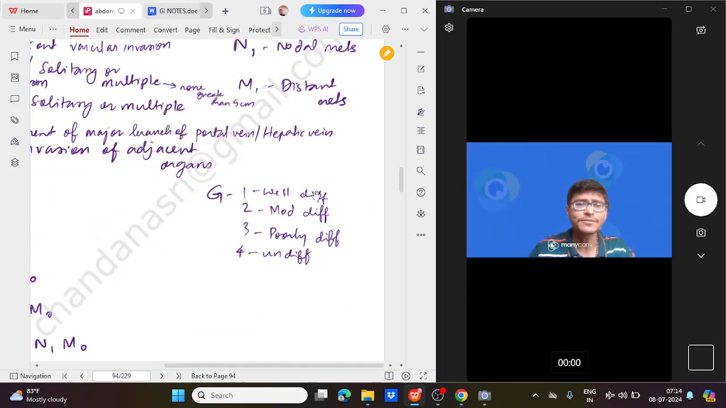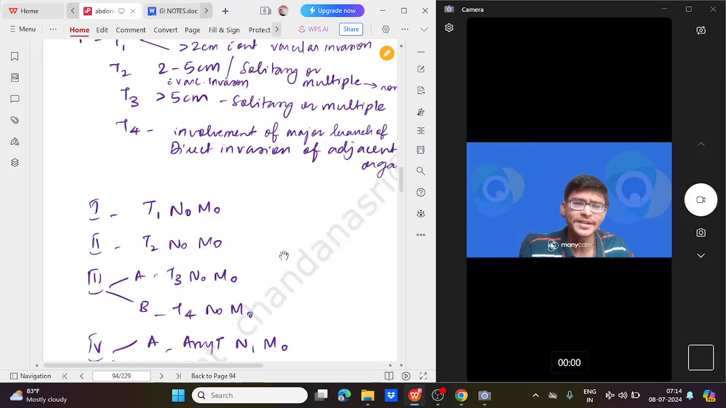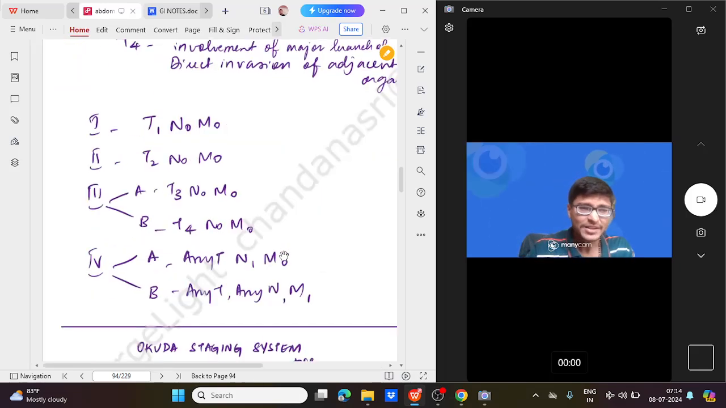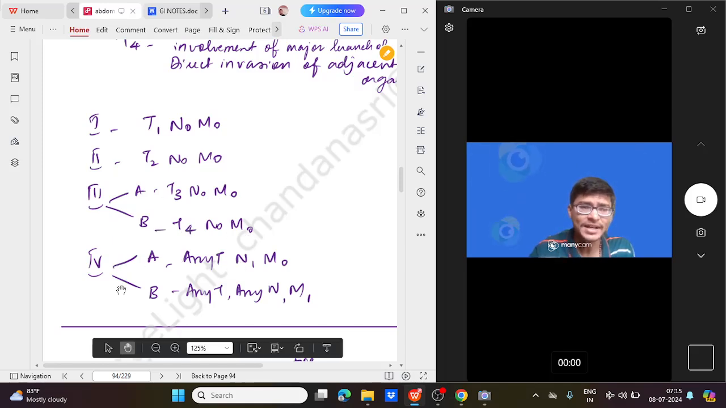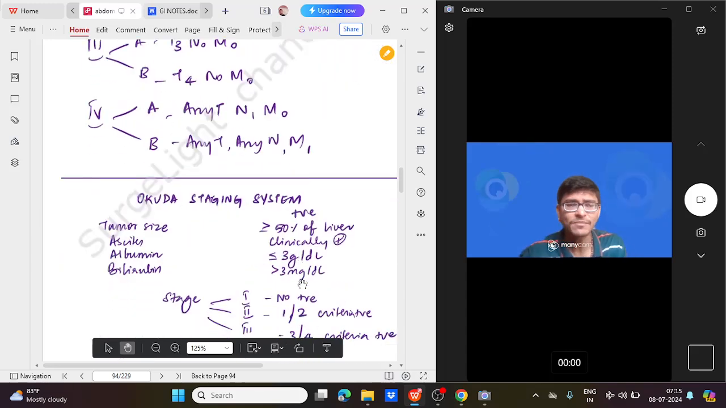Grades are 4: well differentiated, moderately, poorly, and undifferentiated, from 1 to 4. 1 is well differentiated, 2 is moderately differentiated, 3 is poorly differentiated, and 4 is undifferentiated. Then we come to staging, where stage 1 is T1 and stage 2 is T2, the rest being N0, M0. Stage 3A is T3, N0, M0, and stage 3B is T4, N0, M0. Stage 4A is where there is N1, and stage 4B is when there is M1.